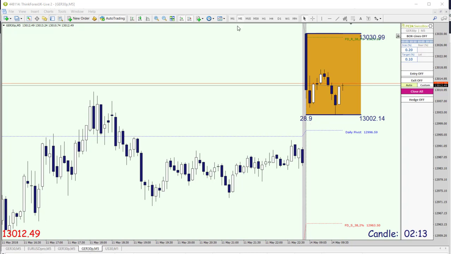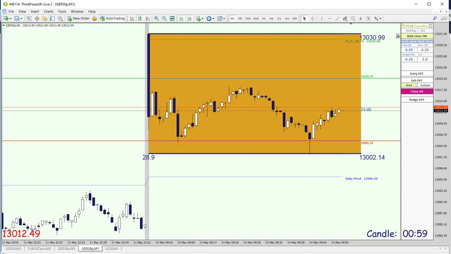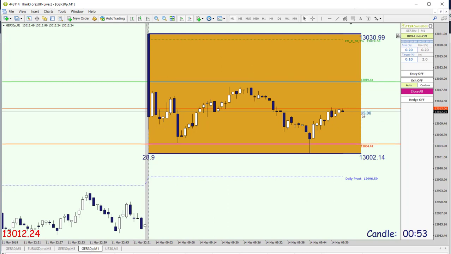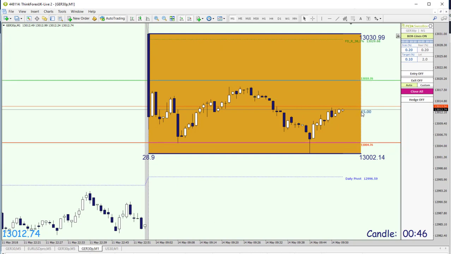So let's switch to the M1 time frame, and we are going to place the box into the chart by clicking on this button, box lines. We do have the green pending order, the red sell order, and we are going to adjust these box lines slightly, and I'm going to select this top price over here.